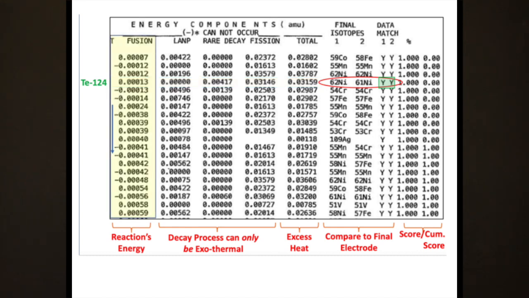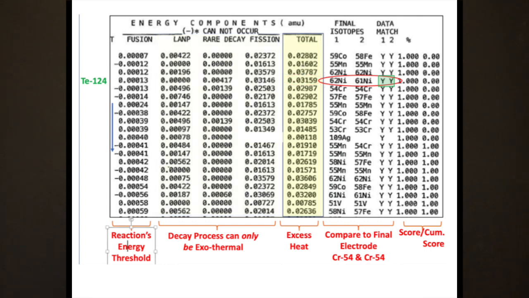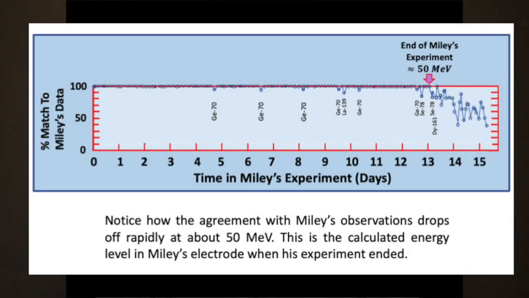I want you to see that the fusion ignition step can be positive or negative, that is, it consumes or liberates energy. However, if the fusion product is unstable, it decays and it always results in excess heat. In this case, 0.035 atomic mass units or 33 MeV. The excess heat calculated by the LANP model is generally in the 2 to 4 watt range, which is exactly what Miley reports. Here's a plot showing the model's percent match to Miley's observations.